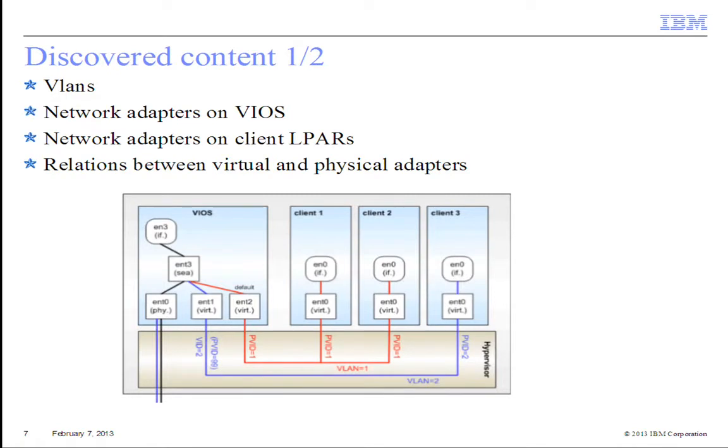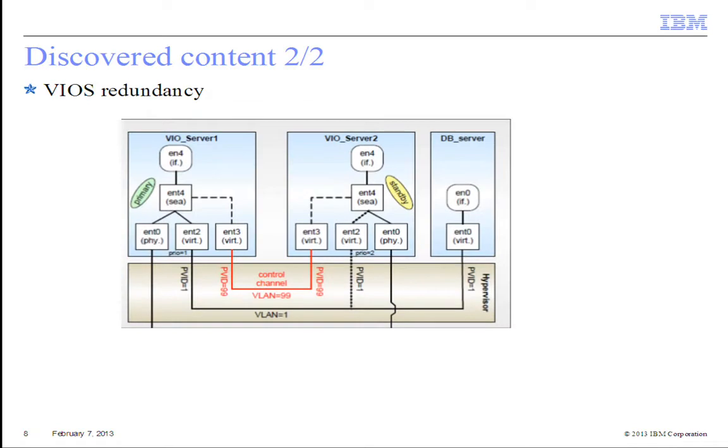To be able to do that, HMC sensor discovers the following information: VLANs configured on server, network adapters on VIOS, both virtual and physical, virtual network adapters on client LPARs, and of course relations between adapters. Here we can see a simple example with 3 LPARs in two VLANs served by one VIOS and one physical adapter. Of course, we can handle more complex scenarios like in this example with VIOS redundancy. With TADDM we can verify if our configuration is correct.